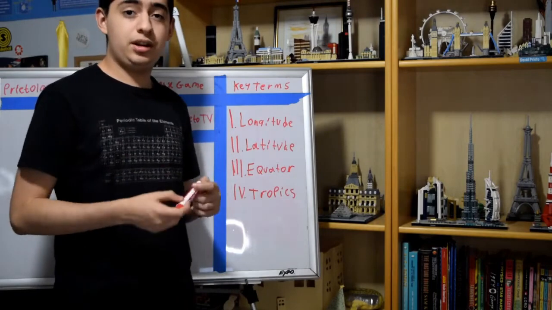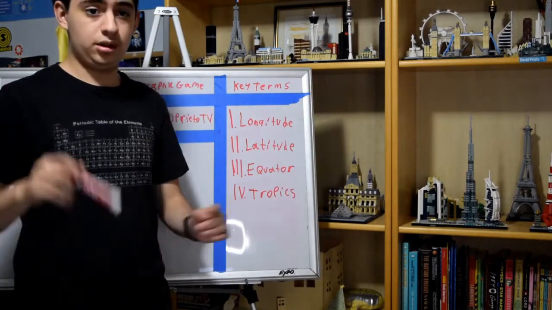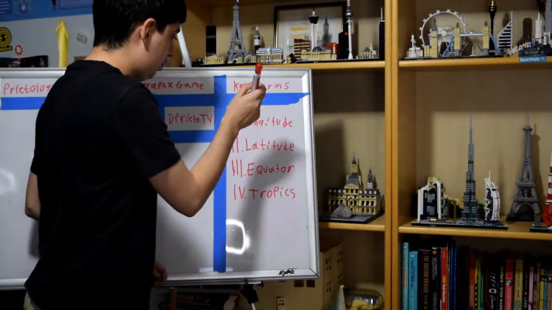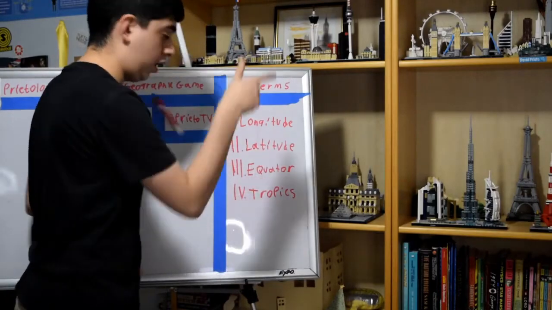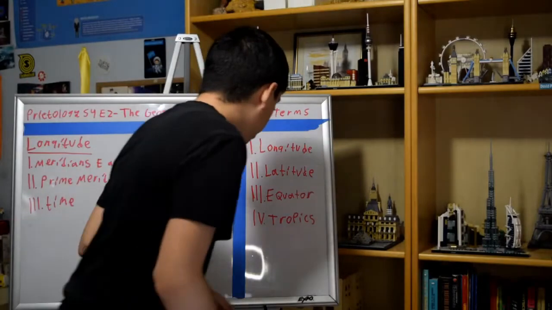Usually what I'm going to try to do for every episode now in this season is a demonstration per video. So stay tuned for that. Only 4 terms today: longitude, latitude, I have to remember to say those right. Longitude, latitude, equator, and tropics. Let's begin. Where did I put the remote?